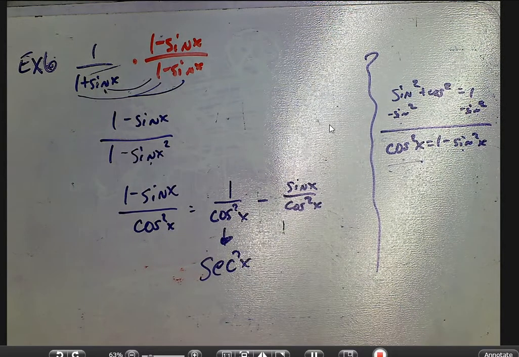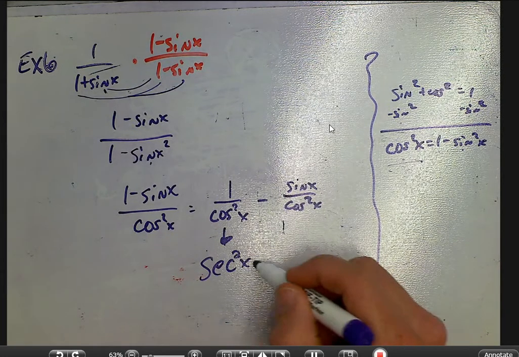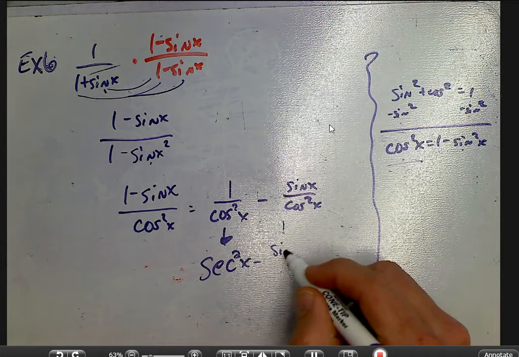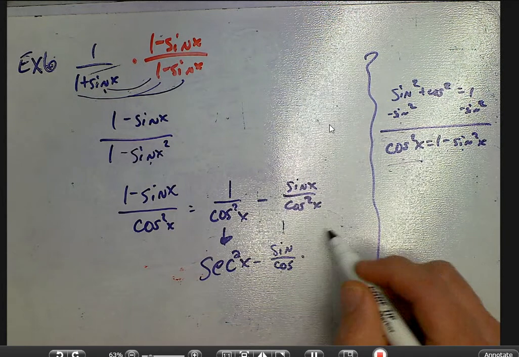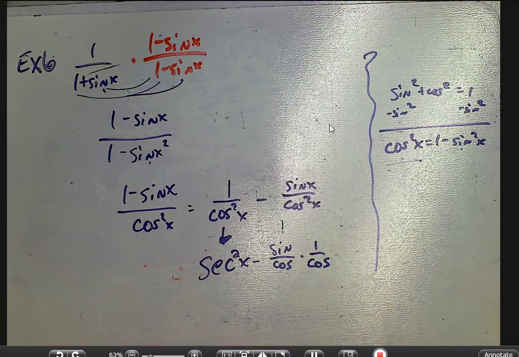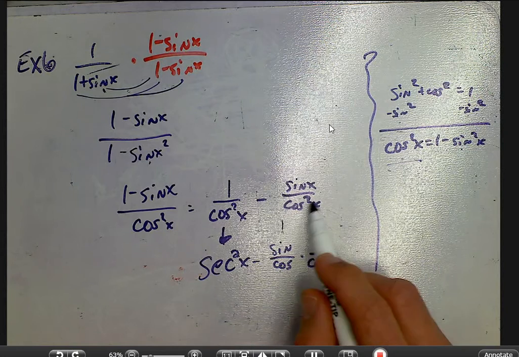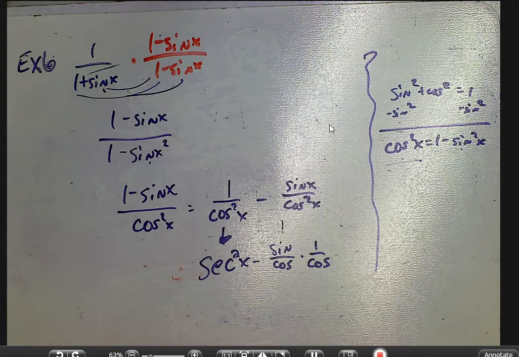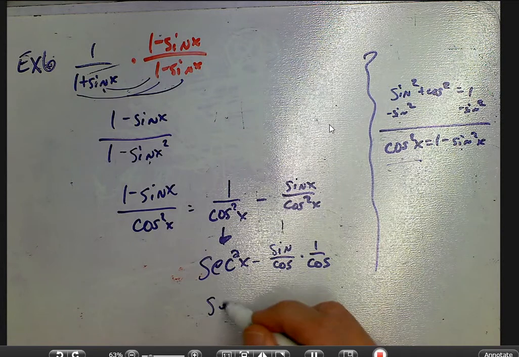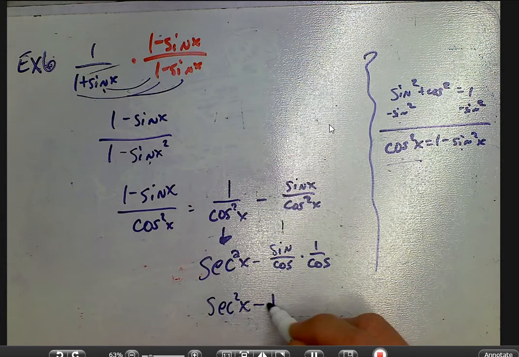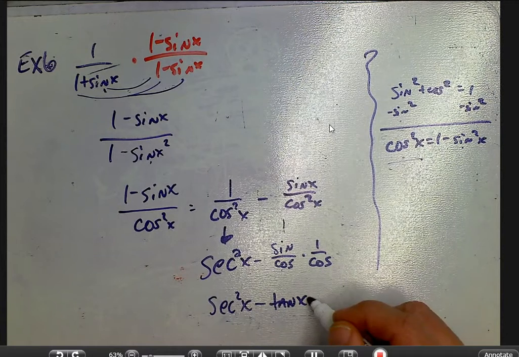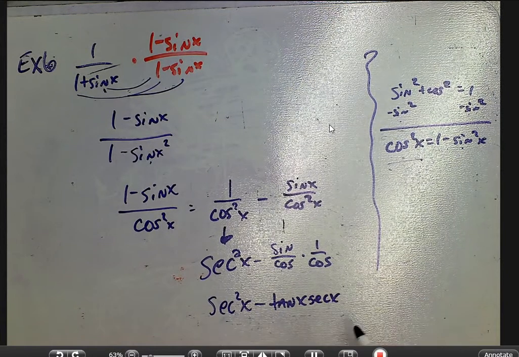What to do with sine over cosine squared of x? Well, what I know is that I can break it down into sine over cosine times 1 over cosine, and I can do that because if I do the reverse multiplication of these two things, it comes up with sine over cosine squared. And so, rewriting: sine over cosine is the same as tangent of x, and 1 over cosine is the same as the secant of x. So this, to get rid of all the fractions, becomes secant squared x minus tangent x secant x.